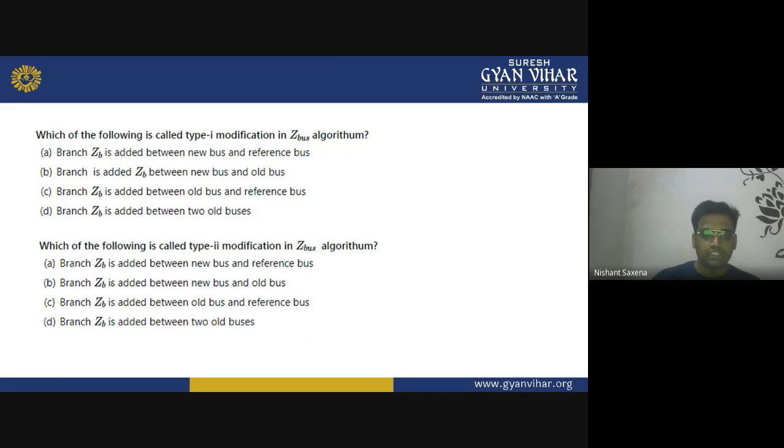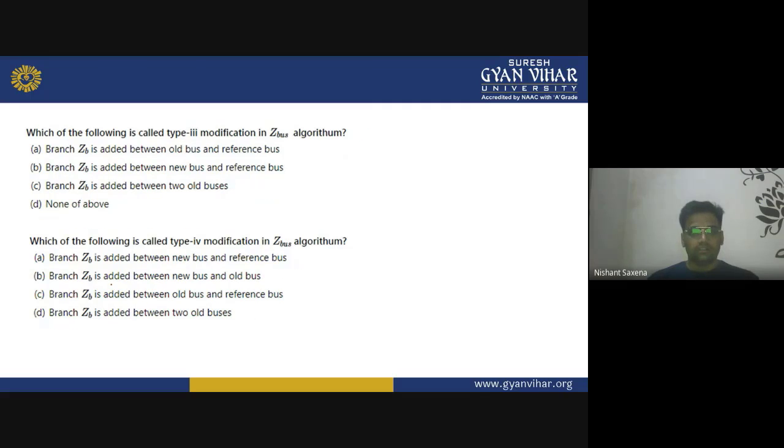Try to solve these two questions as well. These are related to the Z-bus algorithm. We will discuss them as well, but you can assume how these are being done.